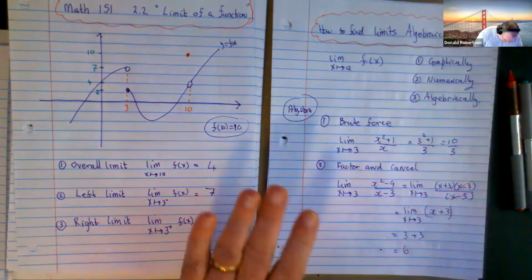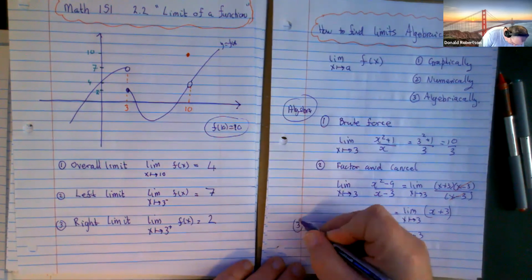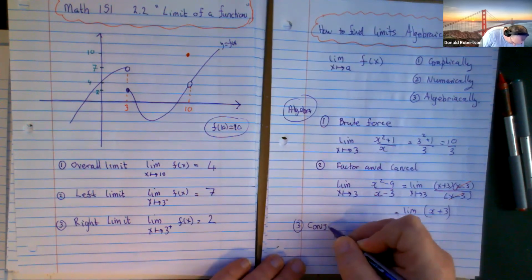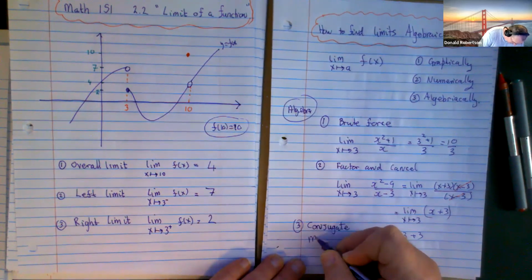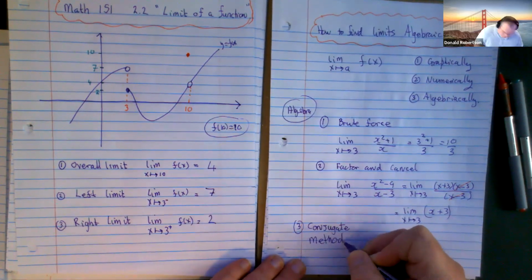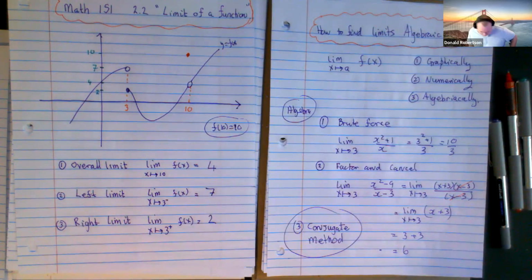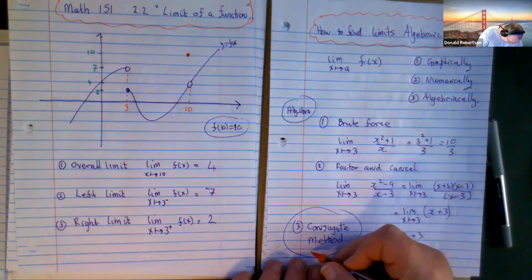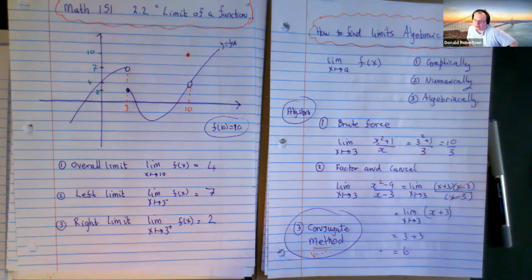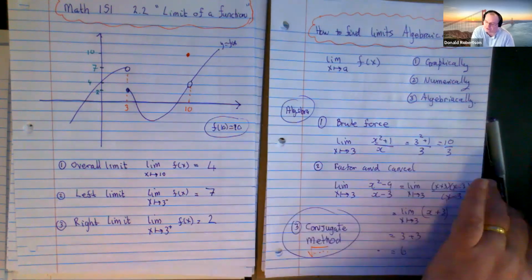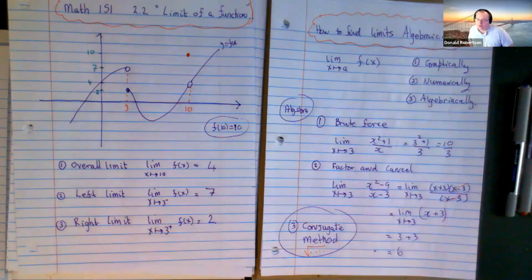The third one, not going to even show you the technique because we don't have time. It's got a really weird name. It's called the conjugate method. And you will use the conjugate method, when I eventually get around to telling you about it, if there's square roots involved in the question. So if you're trying to find the limit of a function and there's square roots anywhere, you're going to use this method called the conjugate.